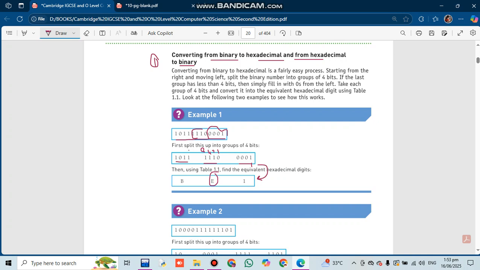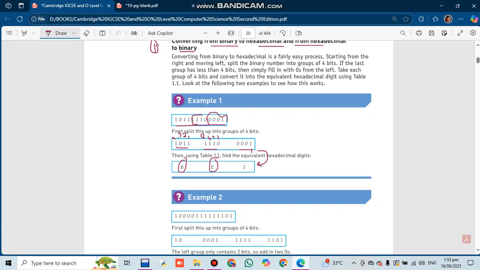And the next is 1, 2, 4, and the next is 8. So 9, 10, and 11. So 11 is represented by B. So the correct answer will be BE1. This is the way you convert a binary number into the hexadecimal number system.